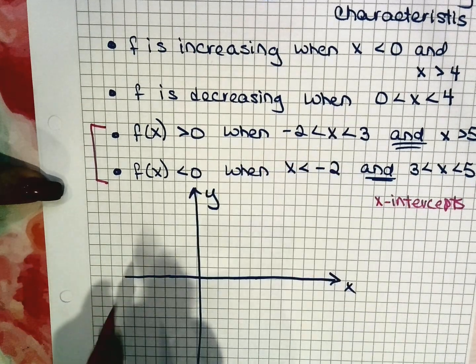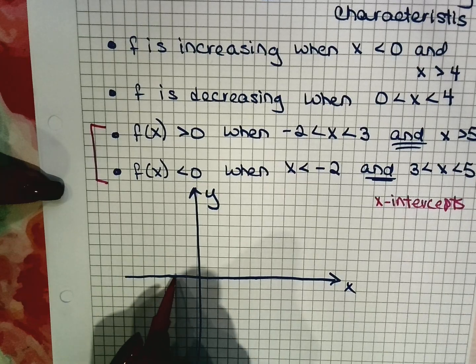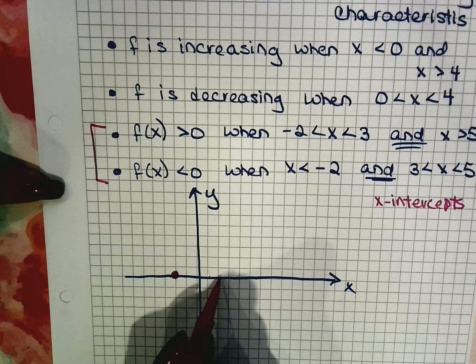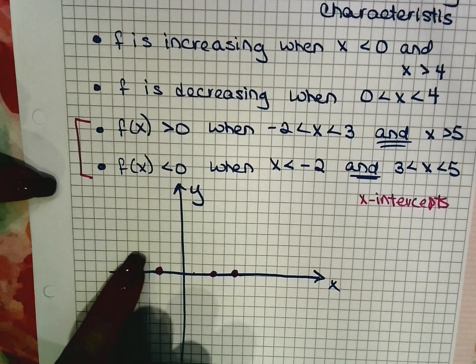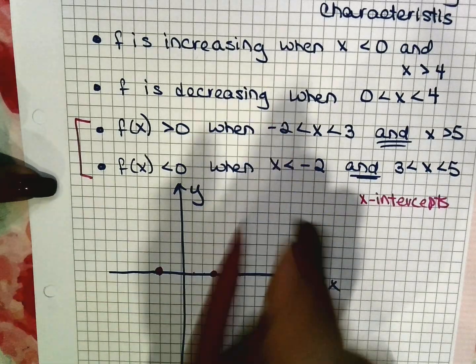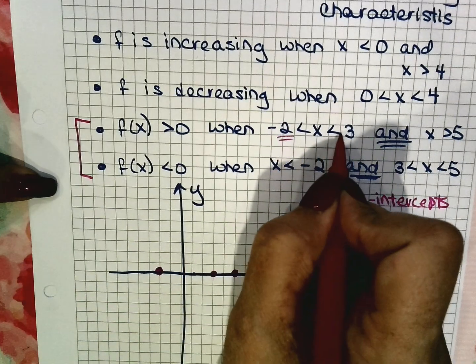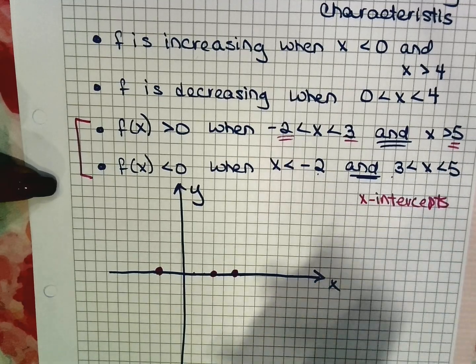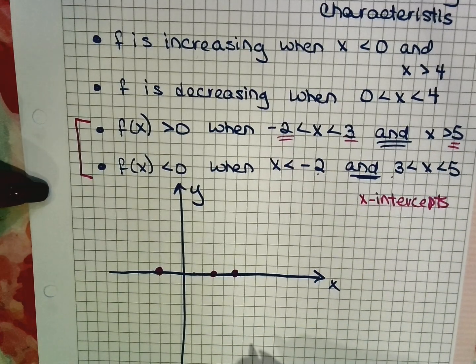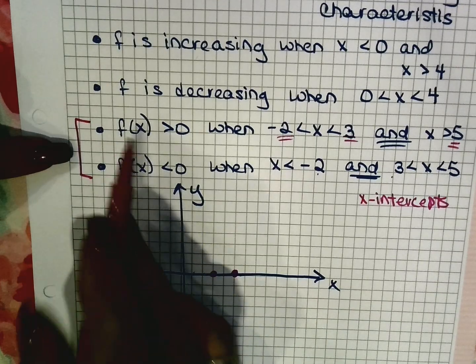So stuff is happening at negative 2, at 3, and at 5. These are 3 x-intercepts: negative 2, 3, and 5. I'm getting them from here: negative 2, 3, 5. And there they appear again, negative 2, 3, 5. So they are important. All right, let's do this first one.